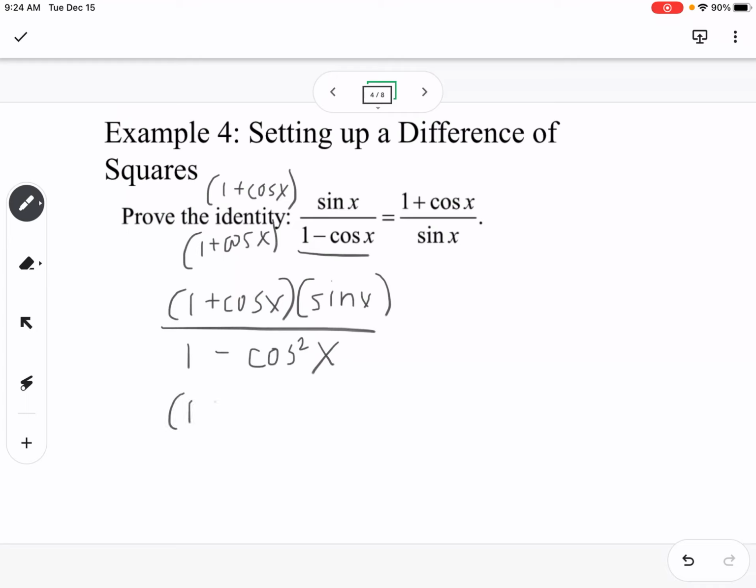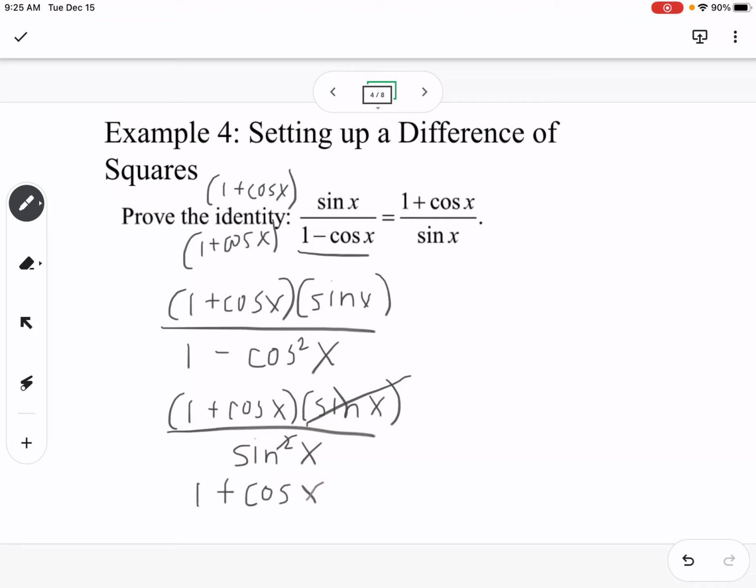So I can write this as 1 plus cosine times sine over sine squared. And we know sine squared is just sine times sine, so I can cancel this sine with one of the sine times sine. So then I have 1 plus cosine over sine, and you will see that equals the right-hand side, so we're good, and we verified it.